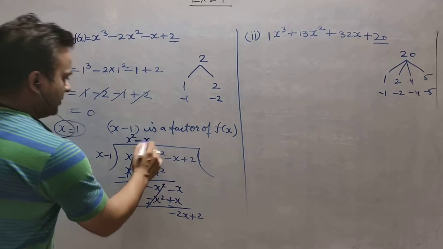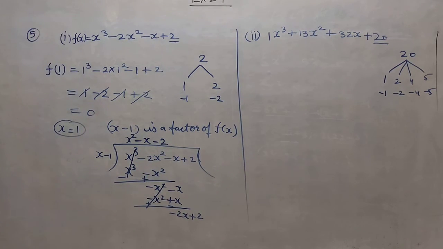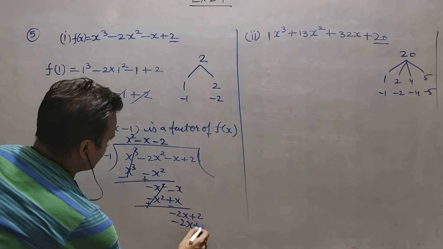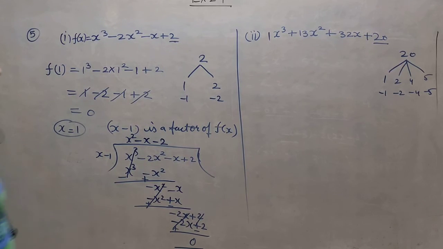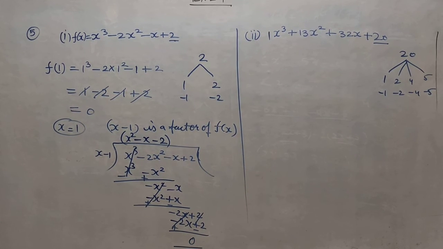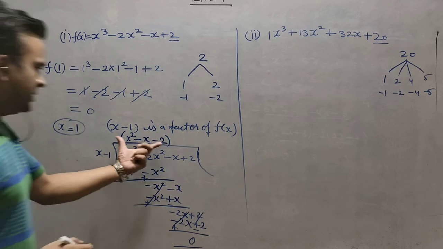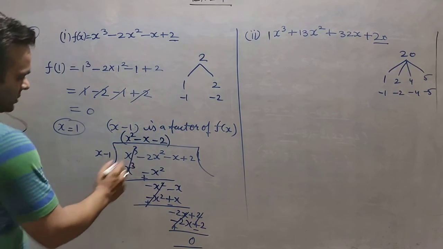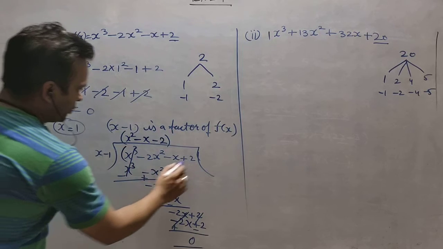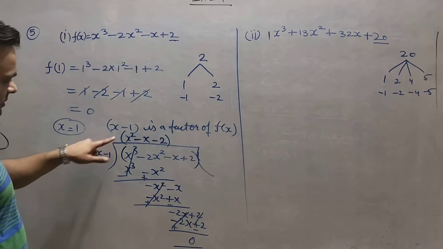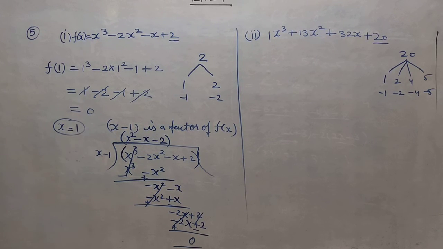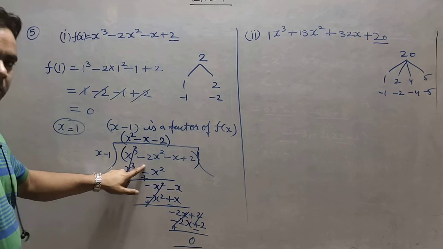Now what we have to multiply here, same procedure: minus 2, so it will be minus 2x and plus 2, minus plus 2, cancel, 0, right? Now it means this quotient is here, which will give you the other two values. So we will do the factorization of this quotient. Why are we doing this? This polynomial is the product of this and this, because we know that quotient into divisor plus remainder is equal to dividend, but the remainder is 0.